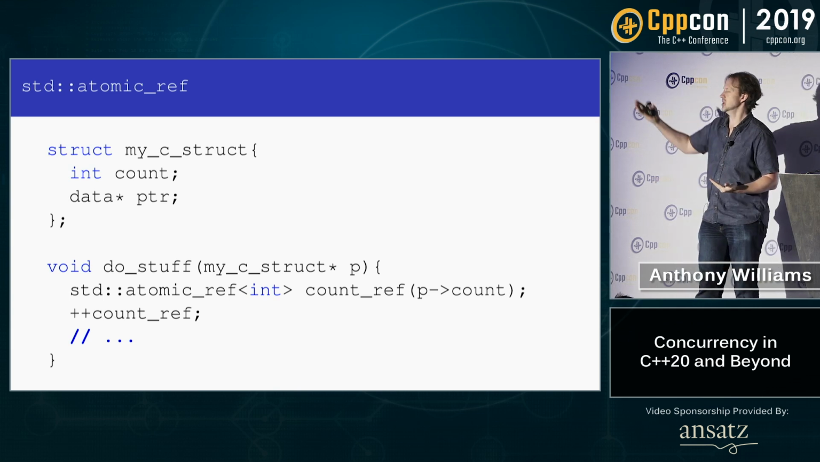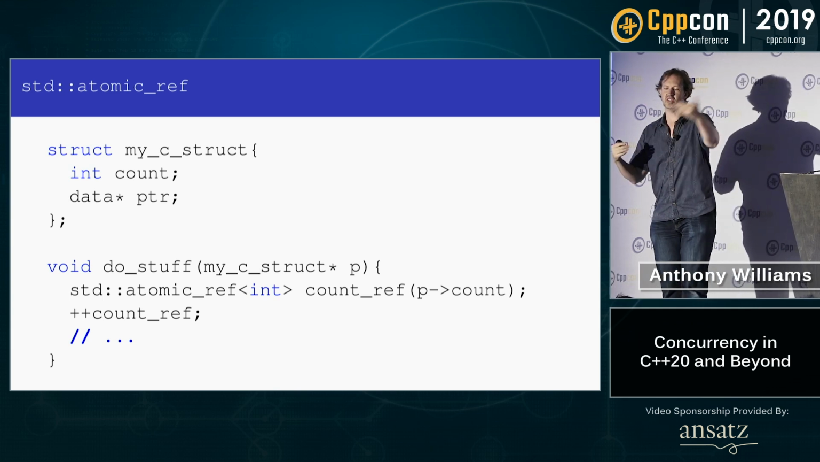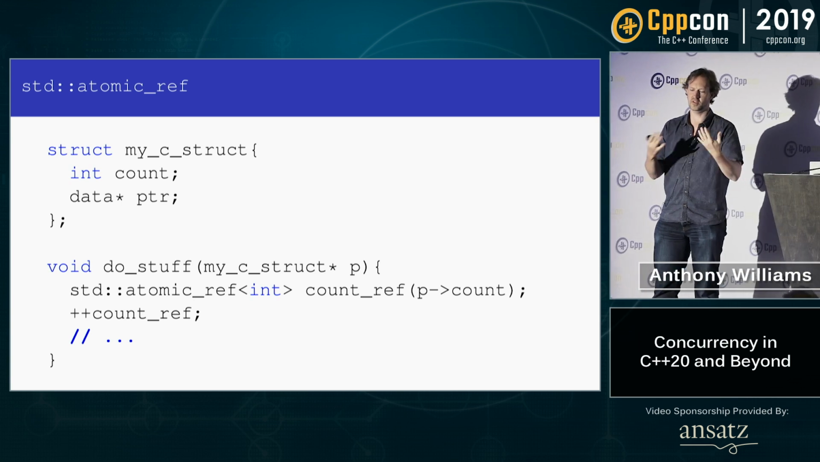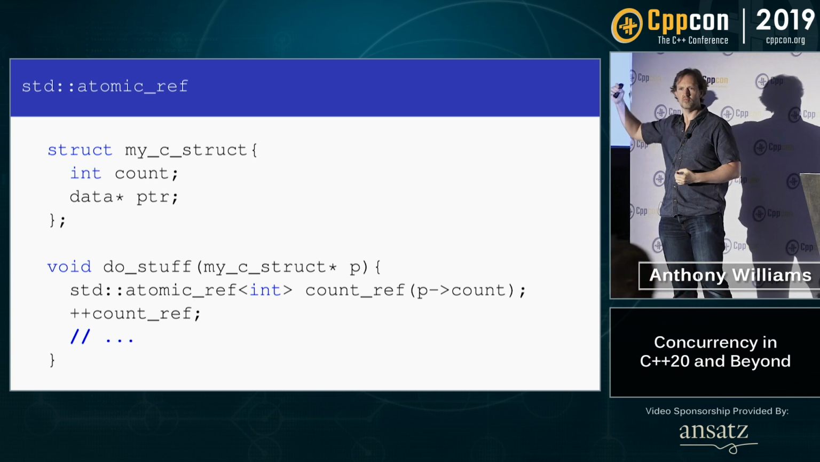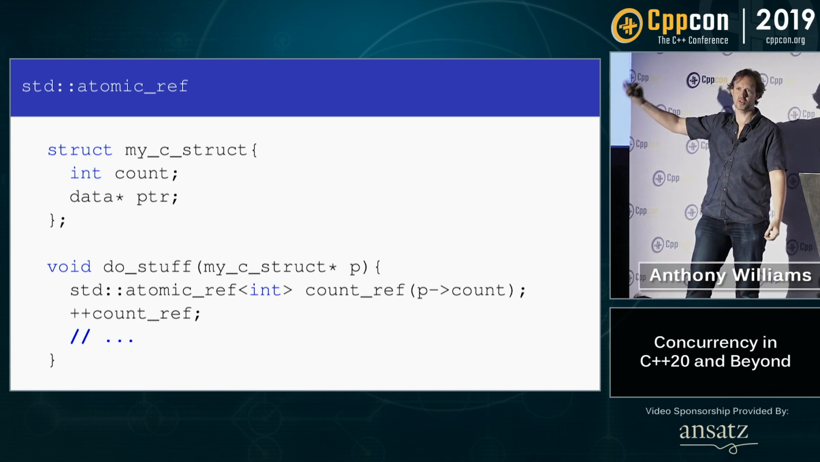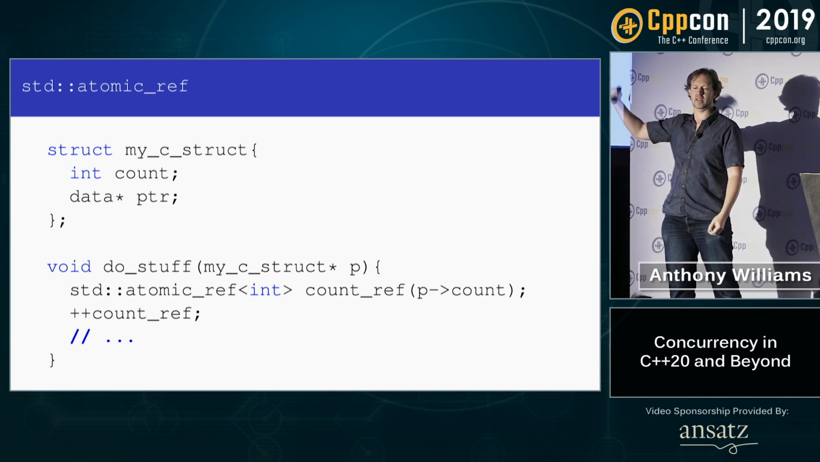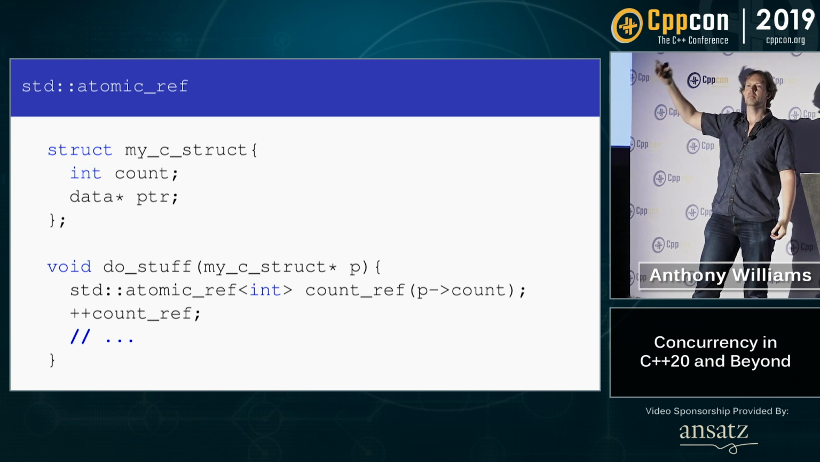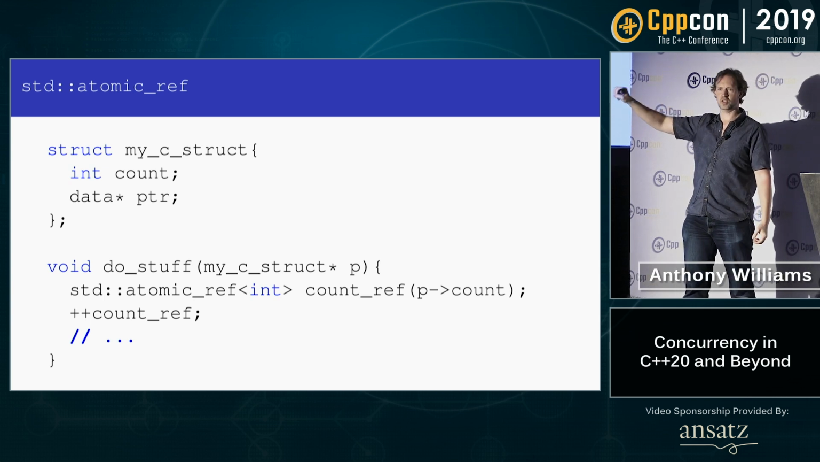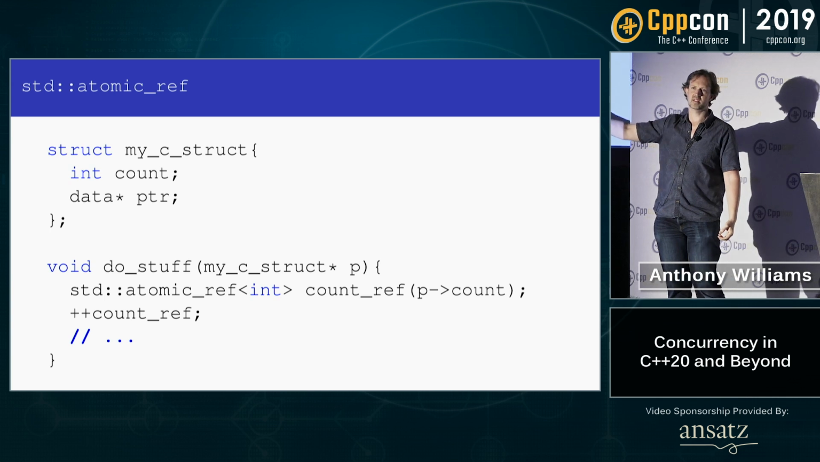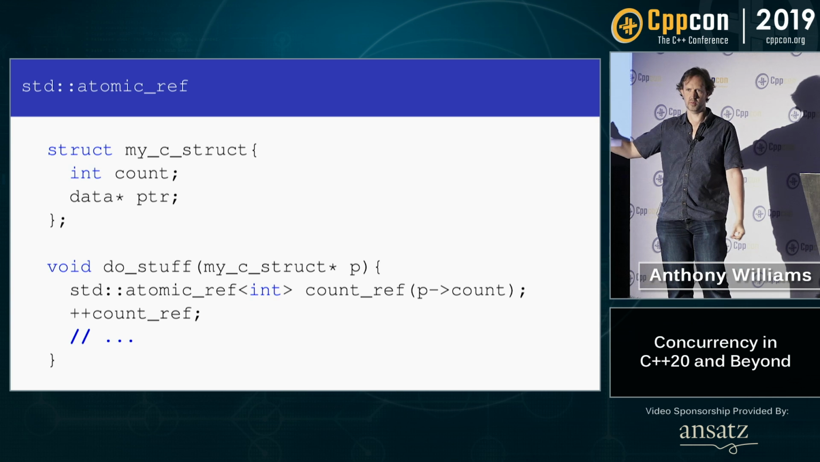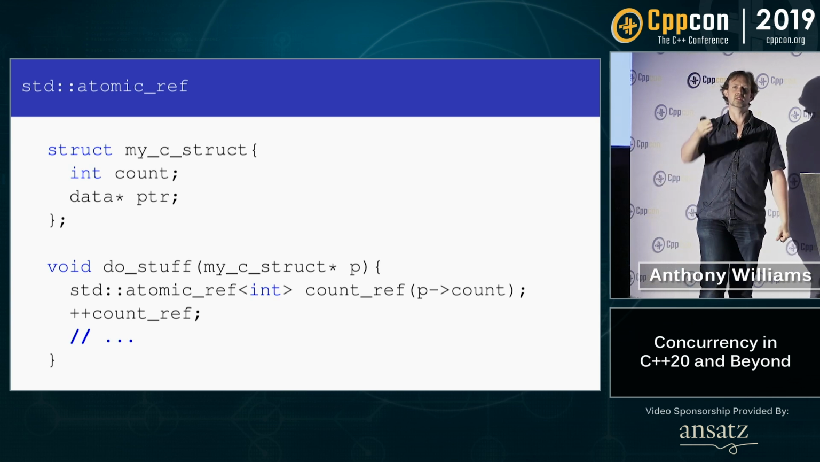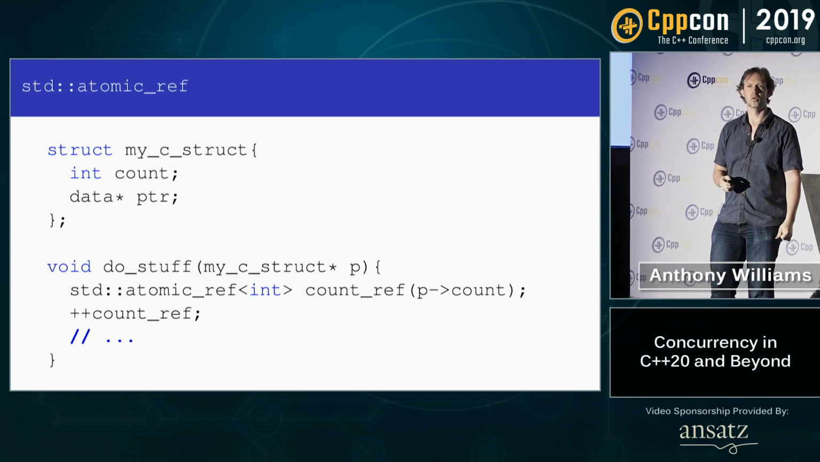So if you have a C struct and you want to change its count variable with atomic, then you create your atomic ref of int, and you pass a reference to the thing you want to change, and then you can just use the same operations as if it was atomic of the same T. So this has the same operations as atomic of int, so it has a plus plus operator, which does an atomic increment. Yes, question?